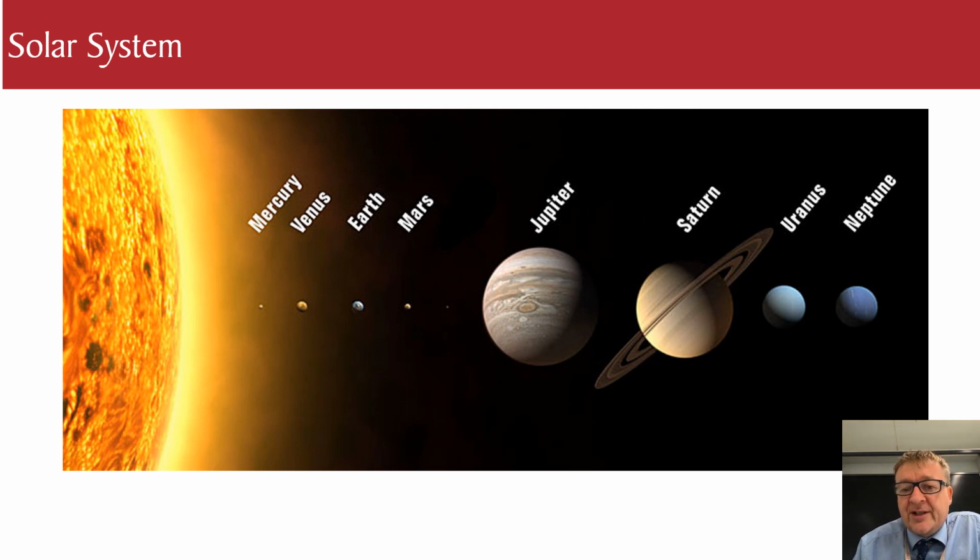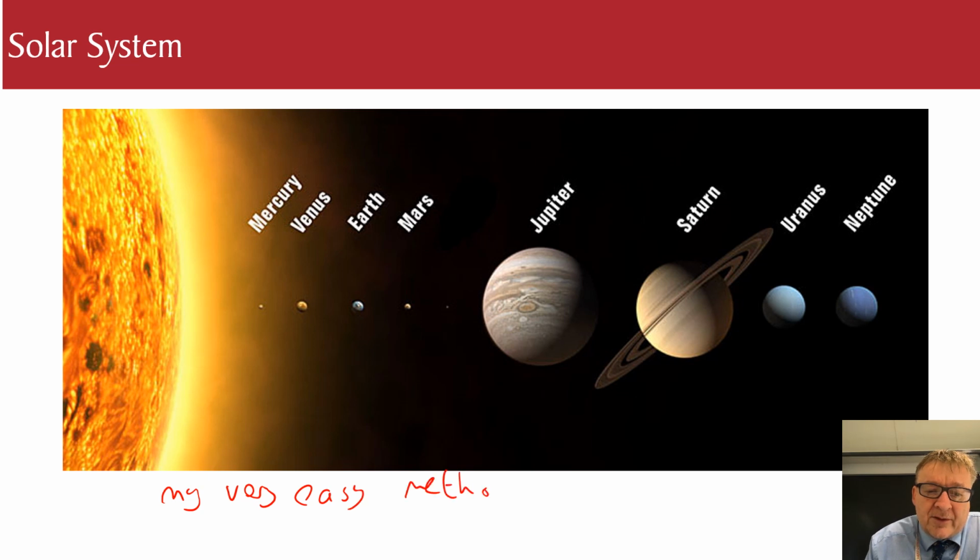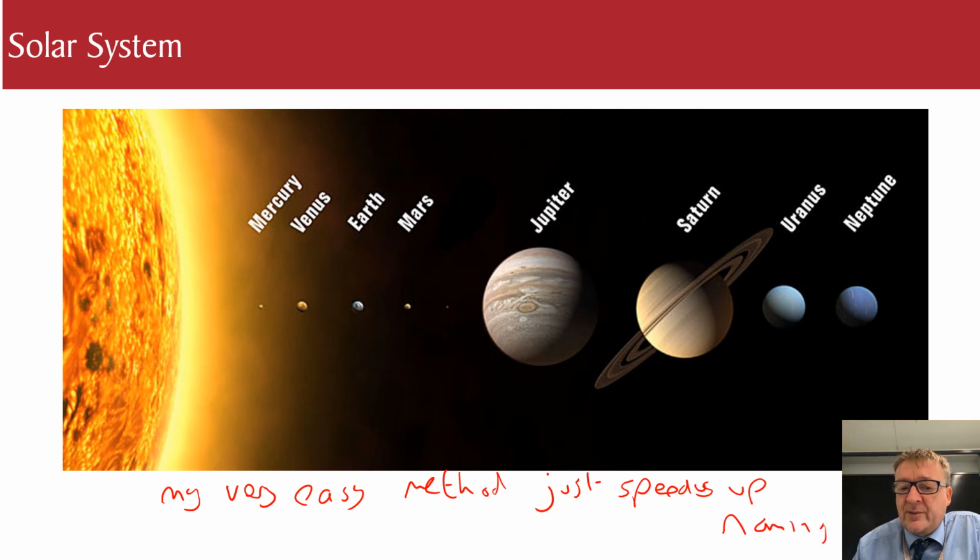So what we've got here now is the solar system. And what you need to do is you need to know the order of the planets in the solar system. So what I always do is I always go my very easy method, just speeds, naming, then it all messes up because I'm not allowed to talk about Pluto anymore. So Mercury, Venus, Earth, Mars, Jupiter, Saturn, Uranus, Neptune.